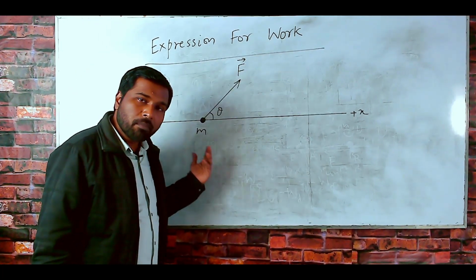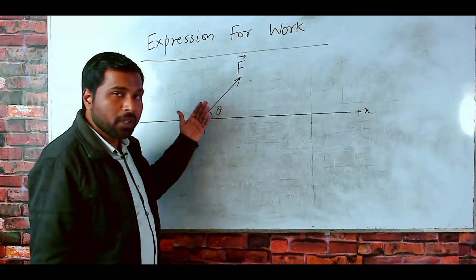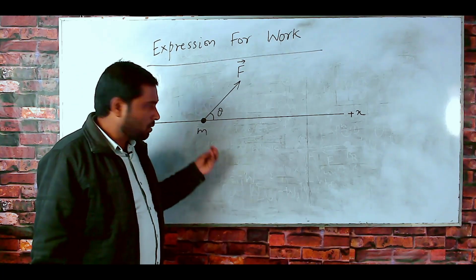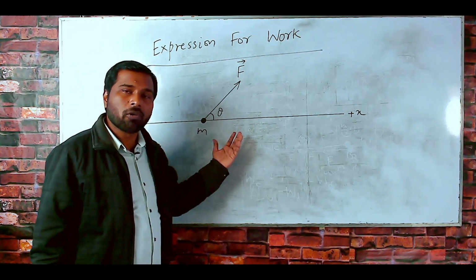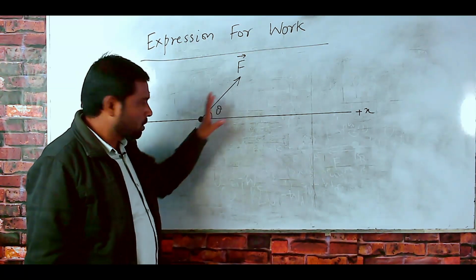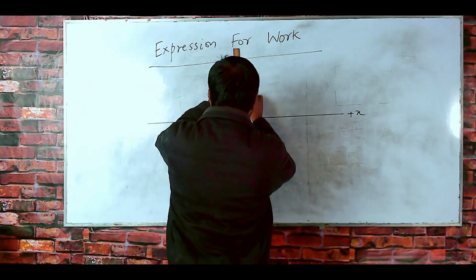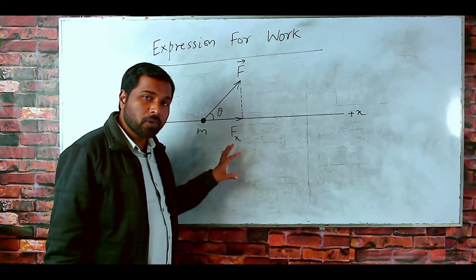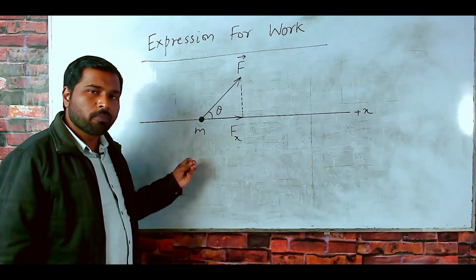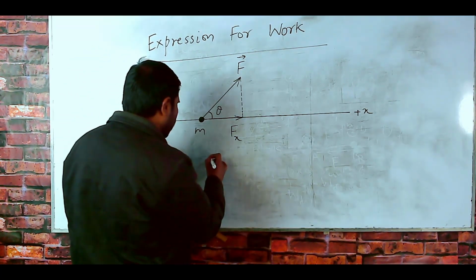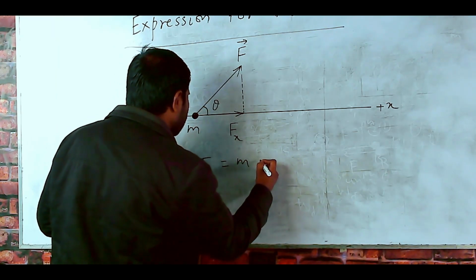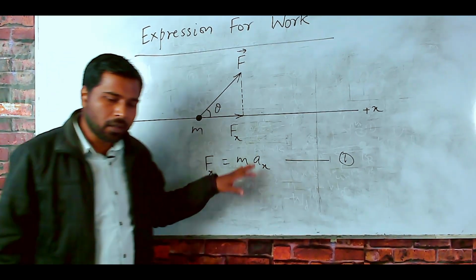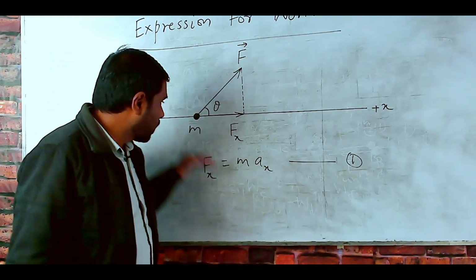Let m be the mass of the bead and F be the force acting on the bead at an angle theta with the x-axis that accelerates the bead along the wire. We can draw the component of this force along the x-axis. This is the x component of the force, and we know it is equal to F cos theta. By Newton's law of motion, we can write Fx equal to m into ax. Let's call it equation 1. ax is the component of acceleration in the x direction.